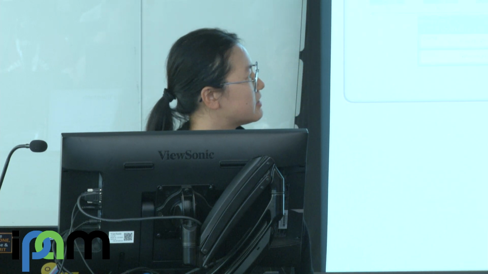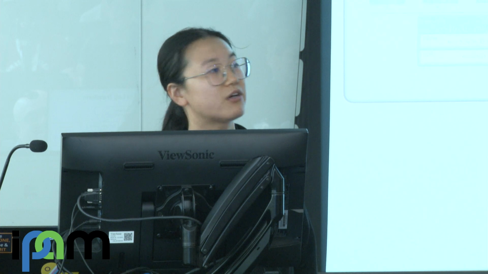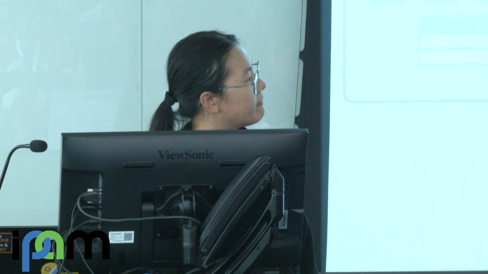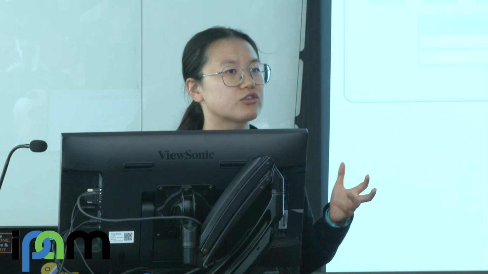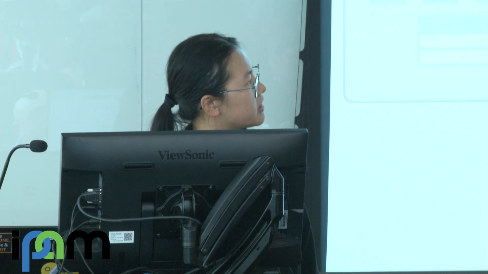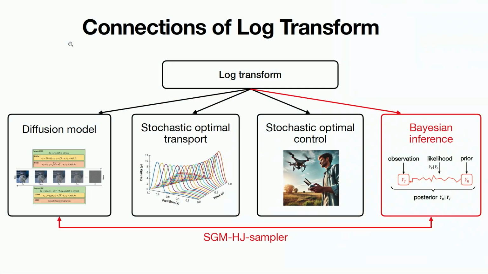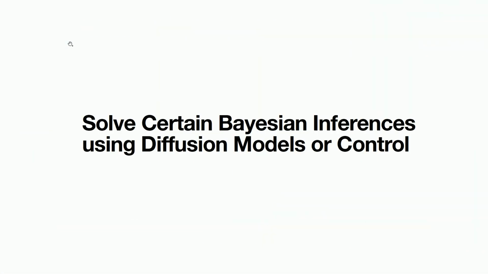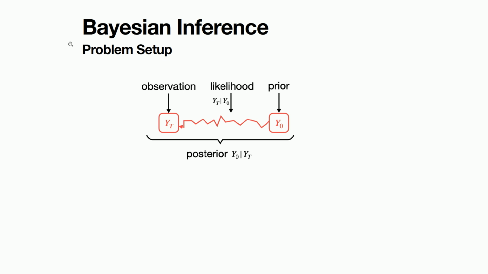So for the numerical part of this paper, we designed this Bayesian inference problem, and then we designed an algorithm using this log transform called HJ-sampler. Then we use optimal control to solve the Bayesian inference problem. We use the diffusion model to solve the Bayesian inference problem. So let me just quickly go over the problem setup.